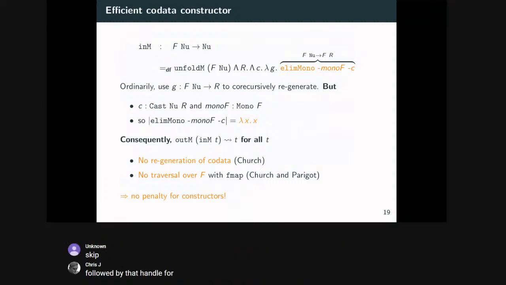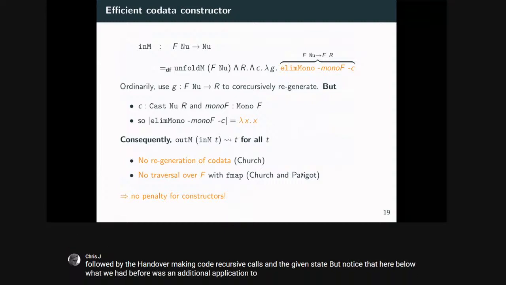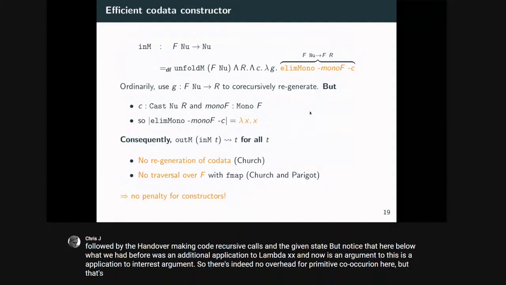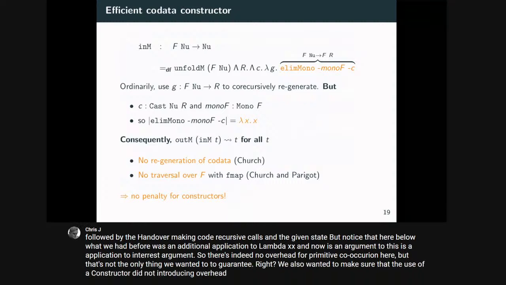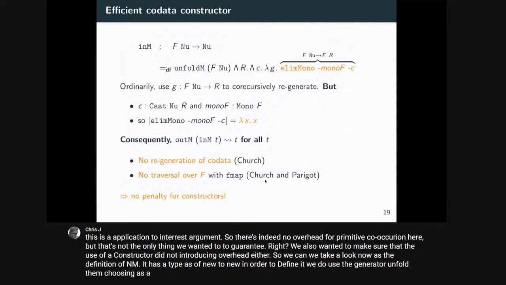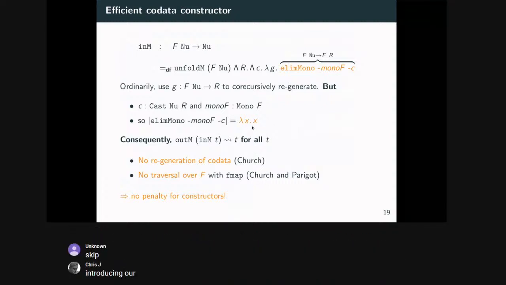There is no regeneration of codata, which is what you would see in the Church encoding, or if we were to use g here in this expression. And indeed, there's no traversal over the type scheme F with fmap, which is what you would see in most encodings and pretty much any other type theory that does not have equivalent notions. And again, I mentioned at the outset that if your signature for your codata type was a list, then fmap would be a list traversal, and then every observation could be quite expensive potentially. But here, none of that happens. It's just an identity function, a type coercion function. So there is no penalty for the use of constructors at all.